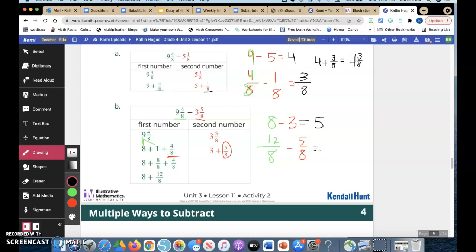12/8 minus 5/8. I am going to count to 3, and I want you to tell me how many 8s would be left. Alright, boys and girls, 12/8 minus 5/8 is 1, 2, 3, 7/8. So I'm going to put my whole number and my fraction back together. And I'm left with 5 and 7/8.